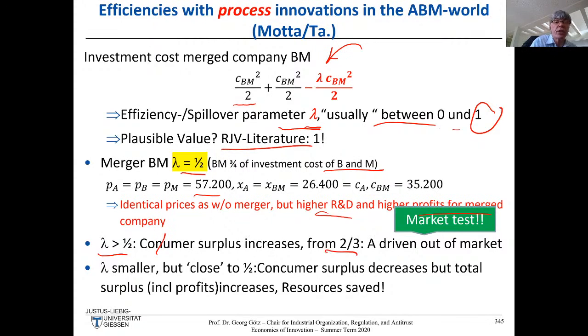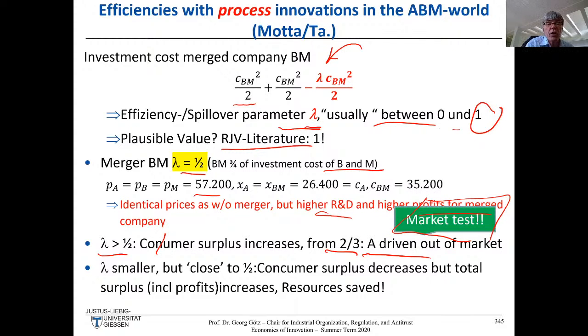If the spillover is too high, this company gets so potent that they drive out Audi, okay? Because they have such a strong incentive to invest in R&D that their price will be so low that Audi is no longer viable. And now this is just an aside in terms of the merger proceedings.